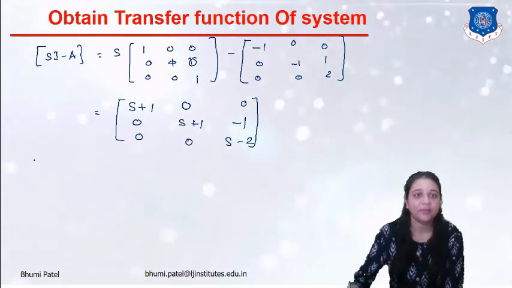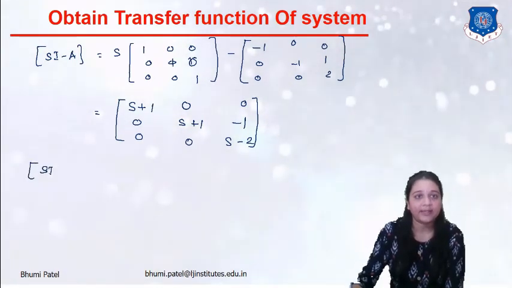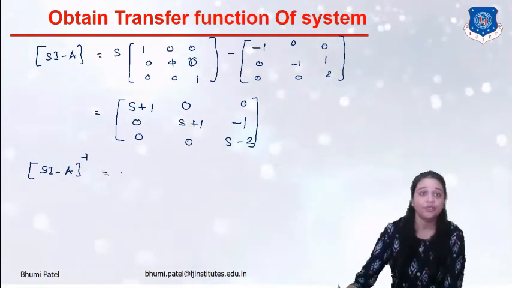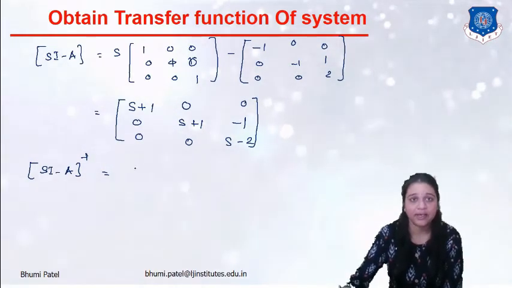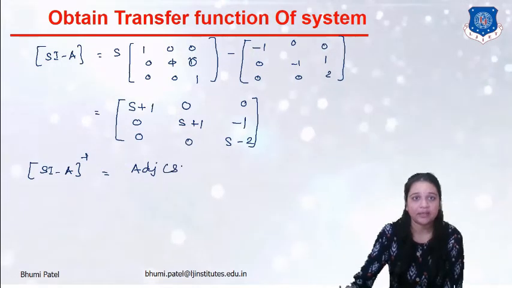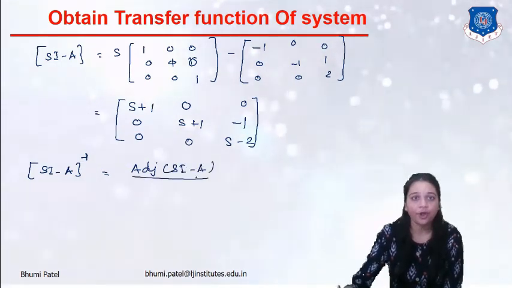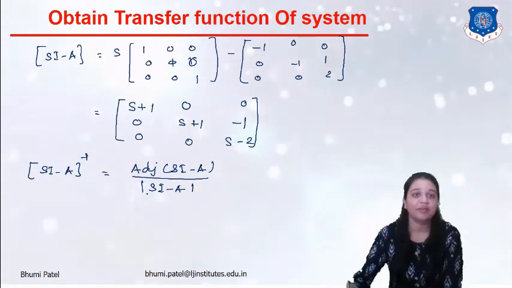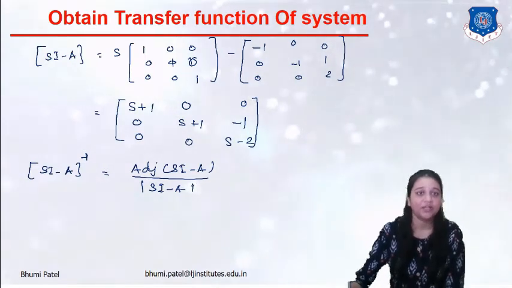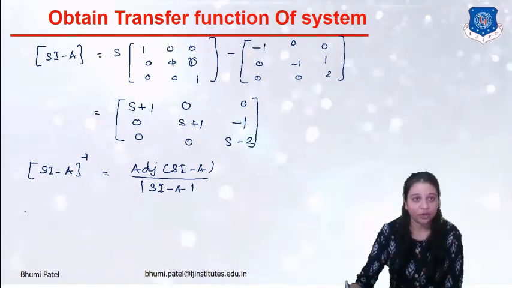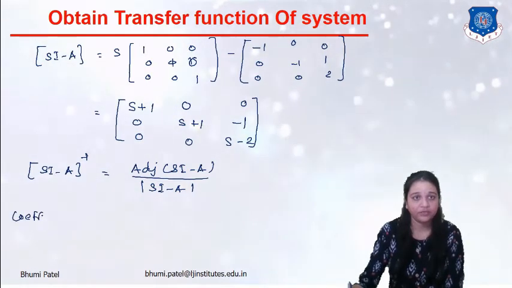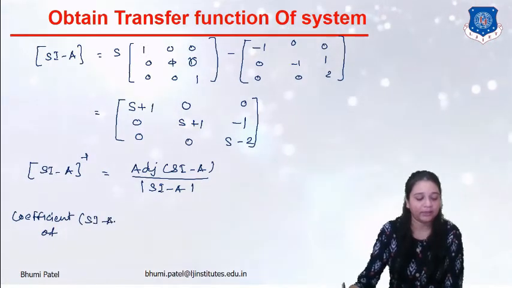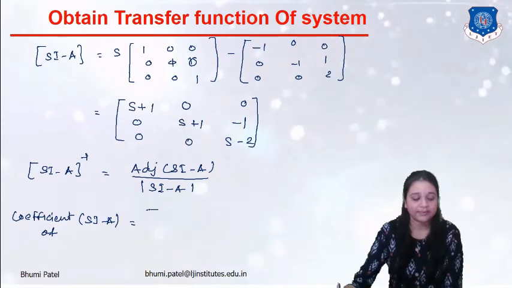Now our next step is to find the value of sI minus A inverse, because we have to obtain the transfer function of this system. So sI minus A inverse is the adjoint of sI minus A divided by the mod of sI minus A. In this equation we have to find the adjoint of sI minus A. So first of all we have to find the coefficients of sI minus A, and then we have to take the transpose. So the coefficients of sI minus A.